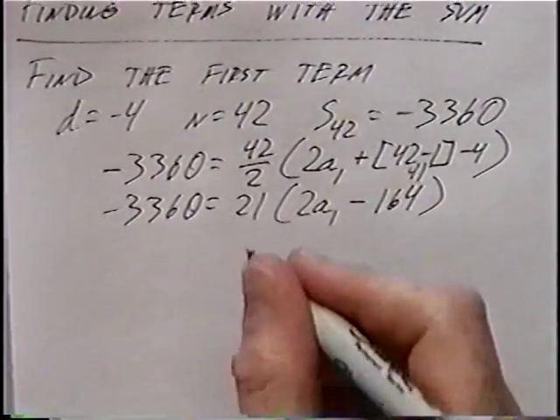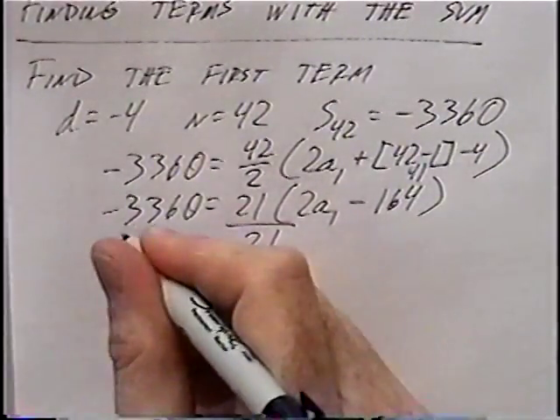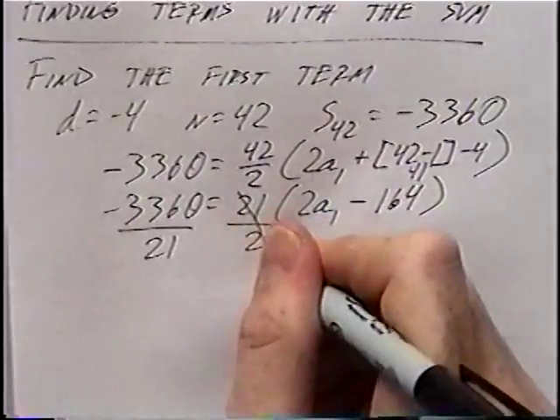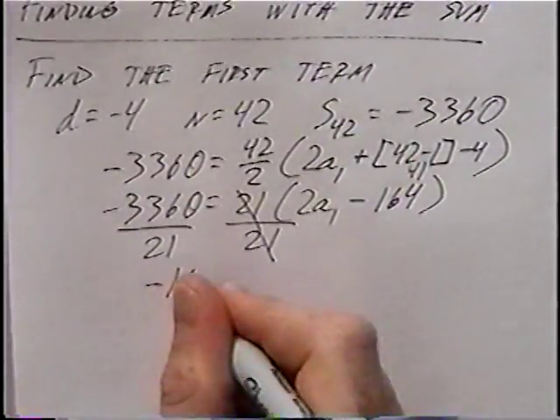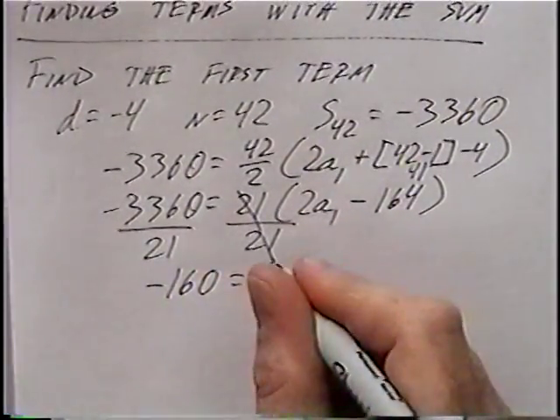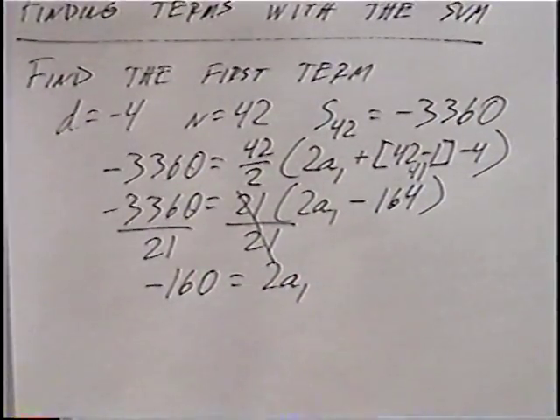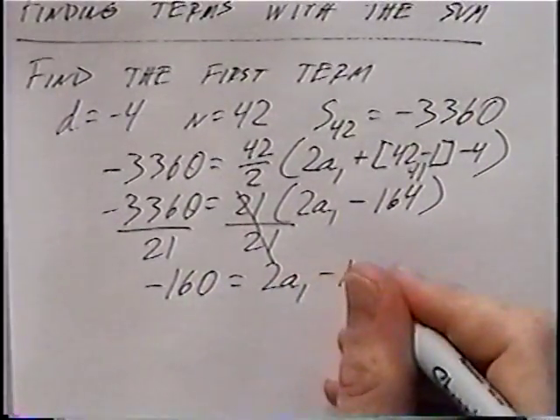Solving from here, we can divide by 21. -3,360 divided by 21 would be -160 equals 2 times a sub 1 minus 164.